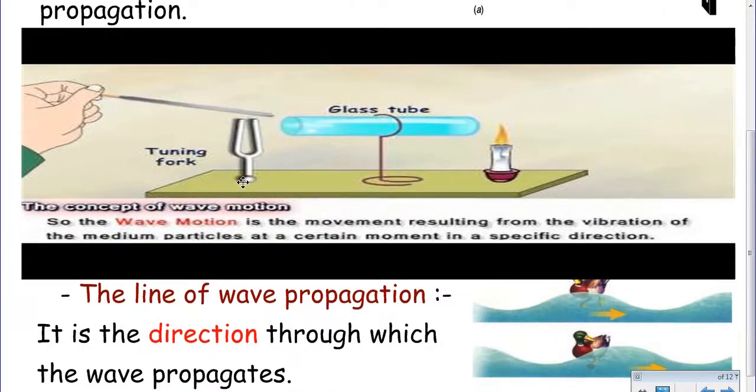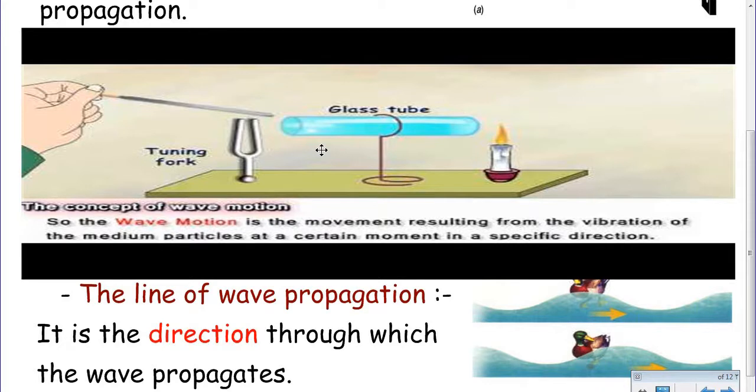Okay, so if you bring a tuning fork like this, a glass tube like this, and a candle like this in another opening, okay, and we put incense between the tuning fork and the glass tube. Okay, after hitting the arms of the tuning fork, you will observe the flame of the candle vibrates. Okay, so the sound waves have transferred energy from the vibrating point, which is the tuning fork, to the candle flame. Okay, and the vapor of burning incense doesn't enter the glass tube.